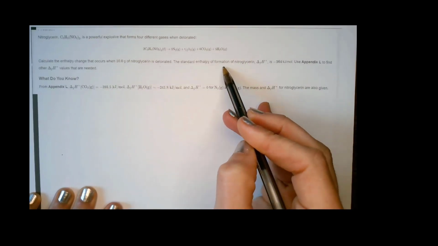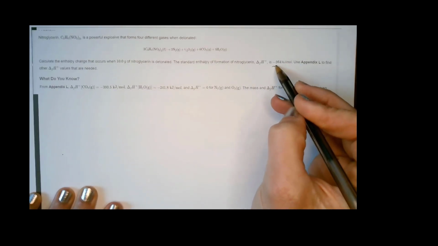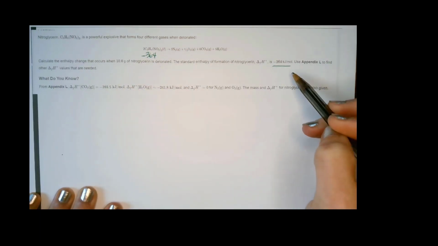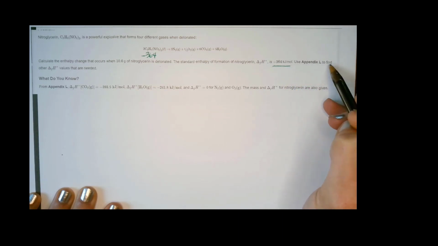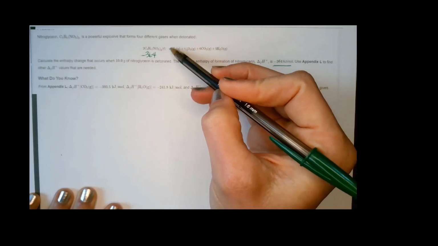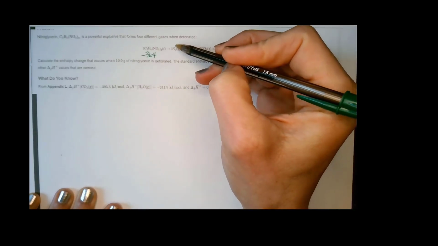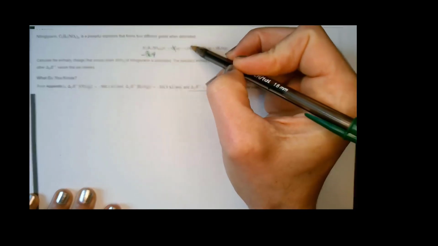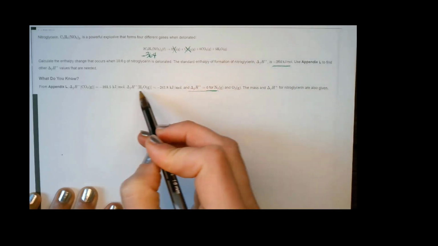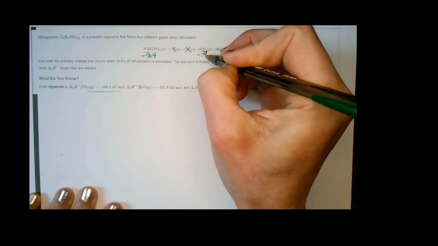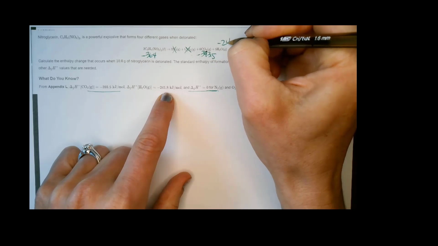The standard enthalpy of formation of nitroglycerin is negative 364. So I'm going to write that right here, negative 364 kilojoules per mole. Use the appendix to find the other values. Well, all right, we know that single lone elements in their natural state, so this nitrogen, we know is 0, right? 0 heat of formation for nitrogen and for oxygen, 0. But we can look at the back of the book and see that the CO2 enthalpy of formation is negative 393.5. And for H2O gas it is negative 241.8.